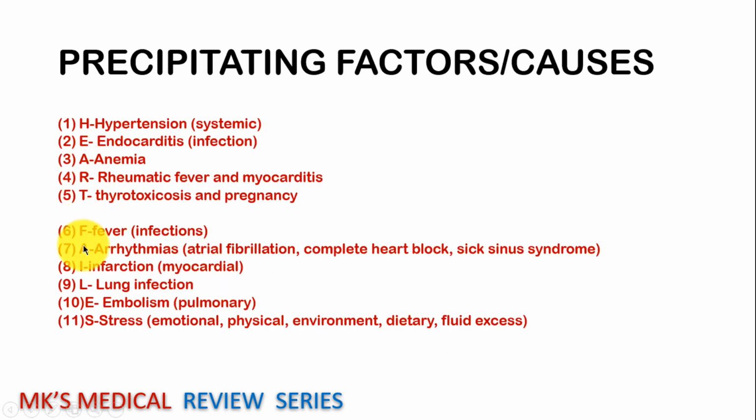There are some precipitating factors. Just remember, heart fails. H for hypertension, which is systemic. E for endocarditis, A for anemia, R for rheumatic heart disease and myocarditis, T for thyrotoxicosis and pregnancy, F for fevers or infections, A for arrhythmias, atrial fibrillation, complete heart block, even sick sinus syndrome, I for infarction, myocardial infarction, L for lung infections, and of course the fails should have an E.